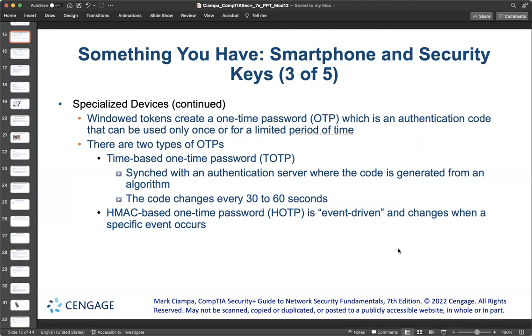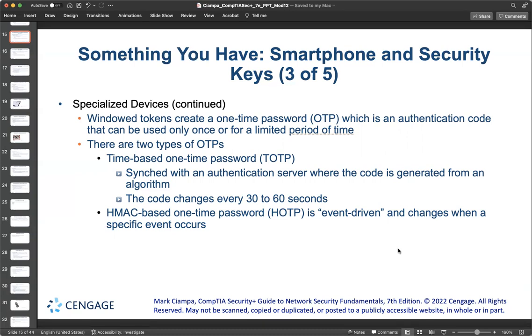Specialized devices also provide the ability for using one-time passwords. Windows tokens basically create a one-time password, or OTP, which is an authentication code that can be used only once for a limited period of time. Going back to our example of logging into Bank of America, every time you get that text message, it's telling you that, hey, this code is valid for a minute from now. And this is generally with all the OTPs, as the name says, that's a one-time password, but at the same time, it's time limited, right?